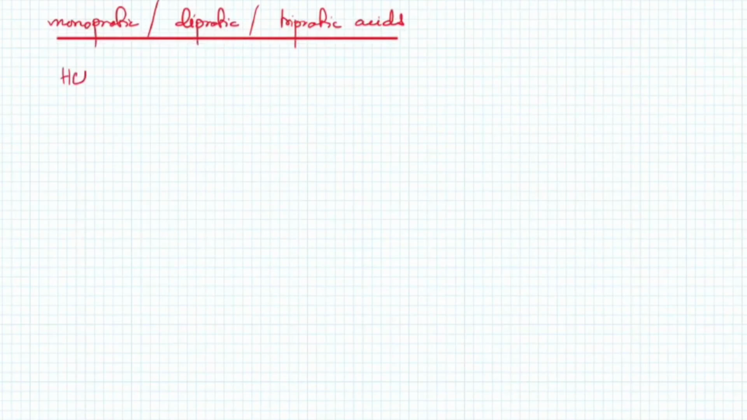H plus one ion, right? So you got HCl, it's going to produce H plus one, and it's going to produce Cl minus one, right? So it just donates one H plus one ion, right? A diprotic acid would donate two.